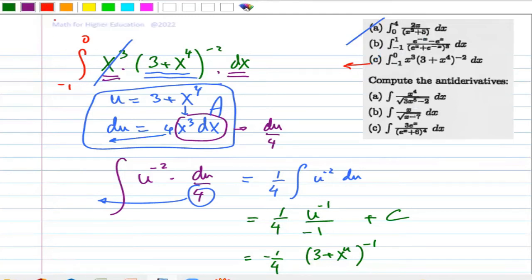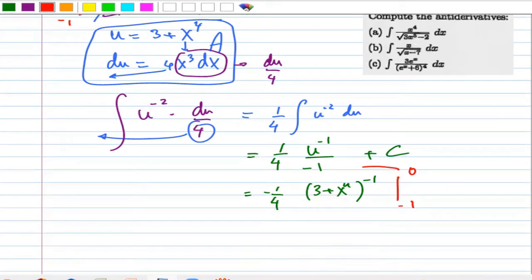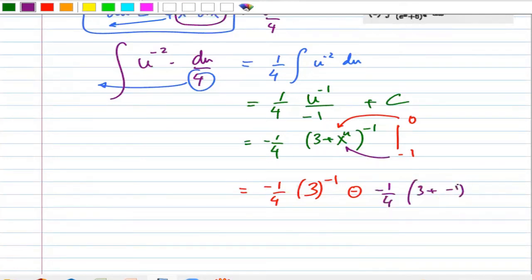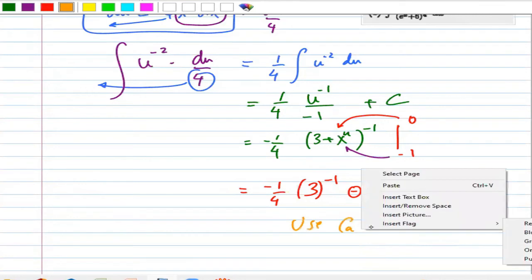Now we have a definite integral. It means you have the numbers here, minus 1 and 0. So you go one more step. This is using the calculator. It's not a big issue. Those numbers you plug in for x, and what you see is what you evaluate. If you put x as 0, you get 3 to the power. And when you plug in minus 1, that becomes 3 minus 1 to the 4. So I am literally writing what I see. Use the calculator to figure it out.